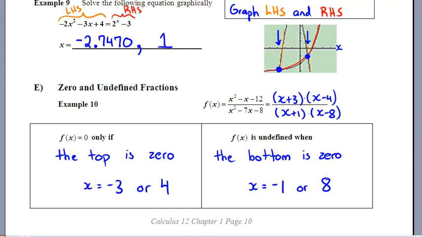And that finishes up our day, just looking at a little review of working with expressions and working with equations.